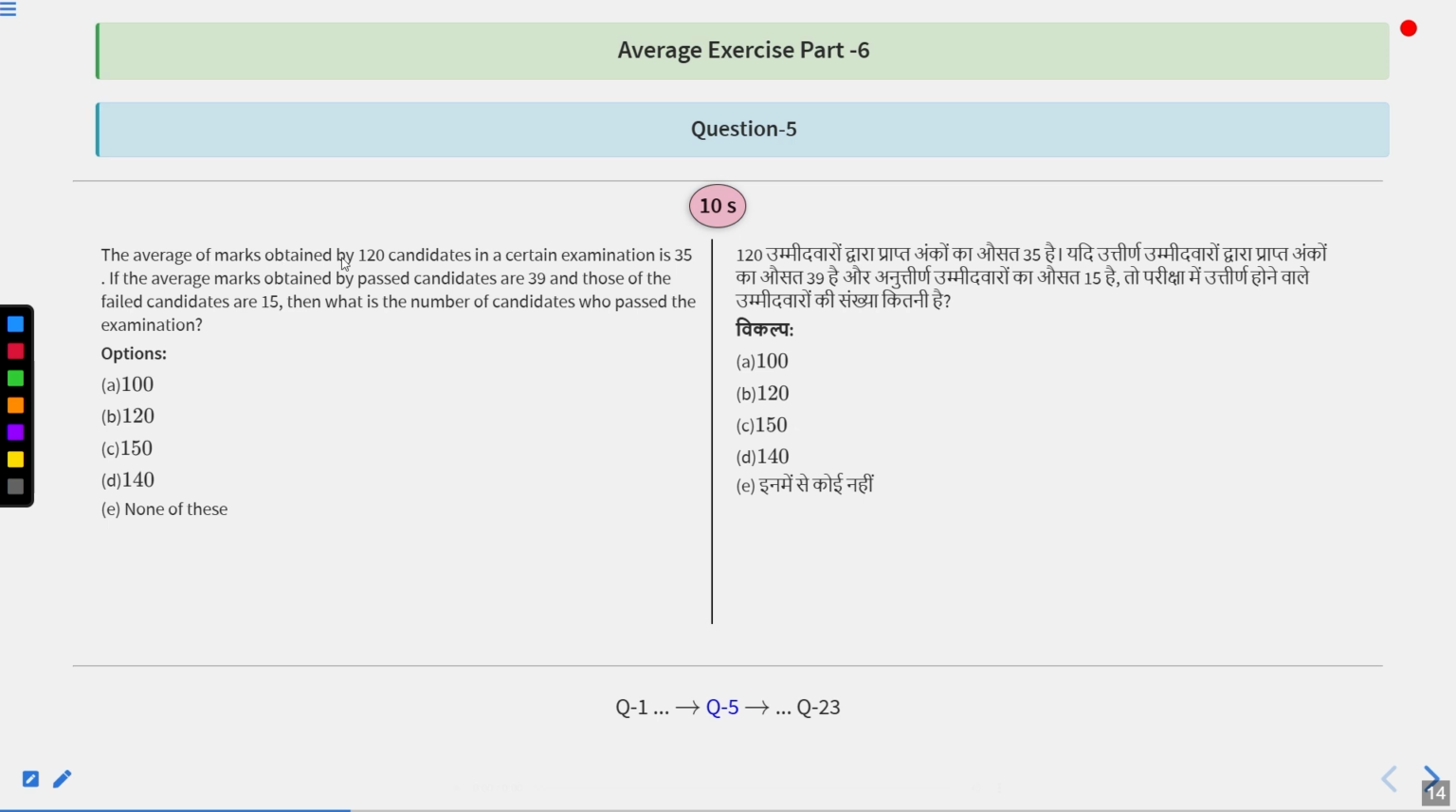The average of marks obtained by 120 candidates in a certain examination is 35. If the average marks obtained by passed candidates are 39 and those of failed candidates are 15, then what is the number of candidates who passed the examination? You have 5 options and 10 seconds to analyze the question. Your time starts now.